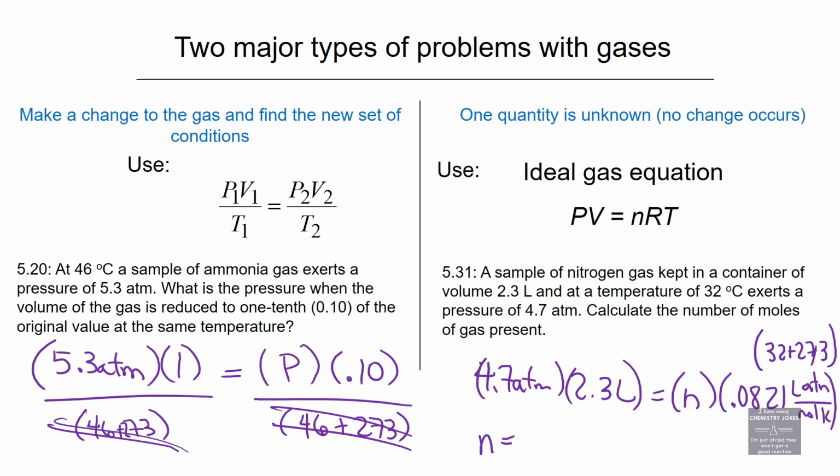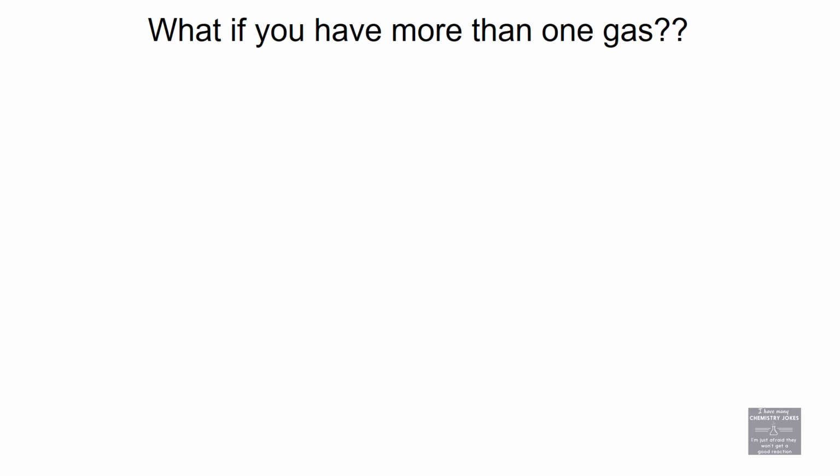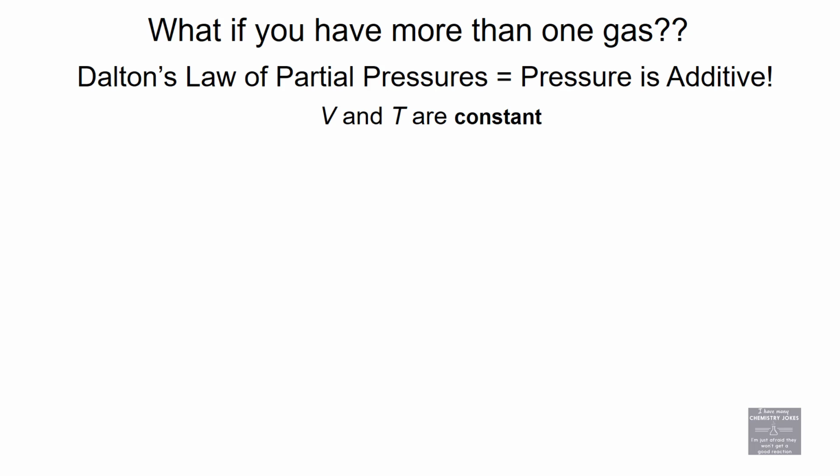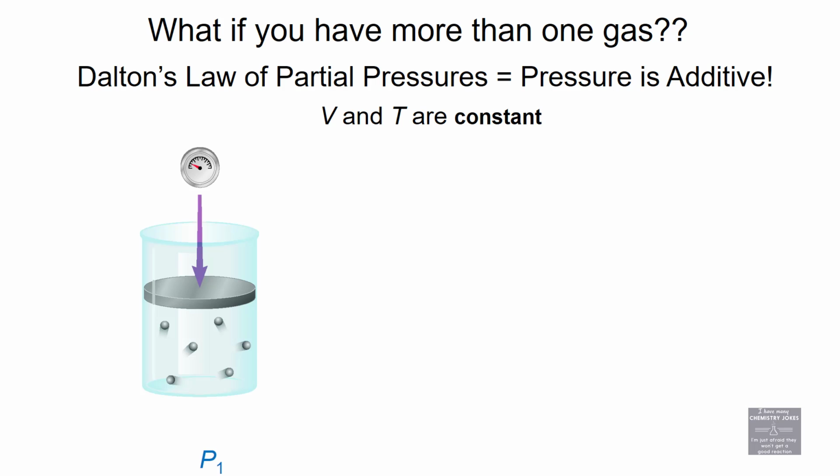Okay. All of that previous stuff was kind of assuming that you have one gas in the chamber. You can do some of that with multiple gases, but let me give you a couple of tools to deal with multiple gases first. If you have more than one gas, you need to take advantage of something called Dalton's law of partial pressures. Dalton's law of partial pressure says pressure is additive.